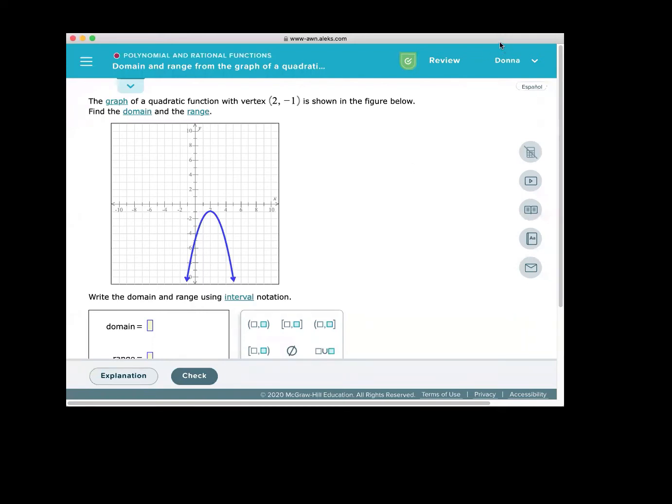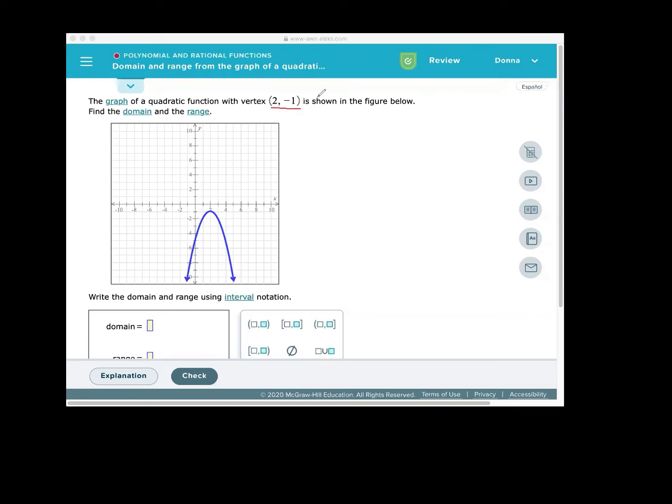I'm going to be doing a movie on domain and range of a graph of a quadratic function. In this example, the graph of the quadratic function has a vertex (2, -1), as shown in the figure below. Find the domain. So we have this vertex at (2, -1), and a parabola that opens downward.